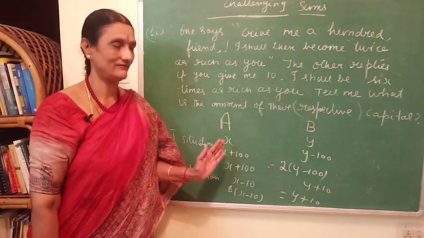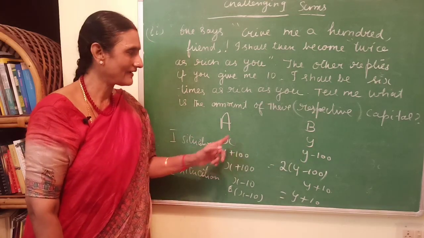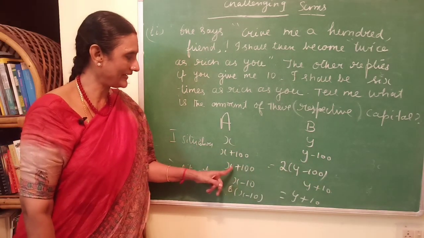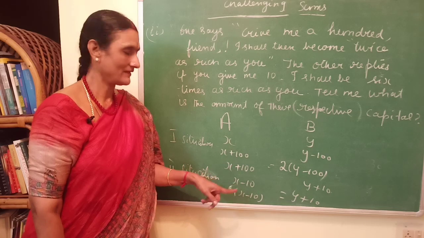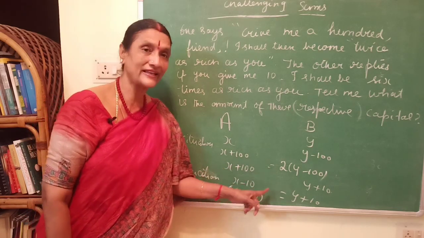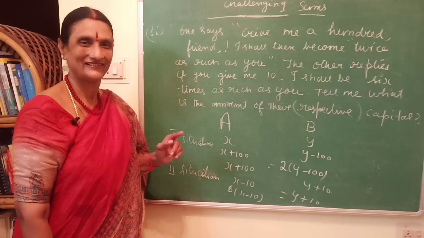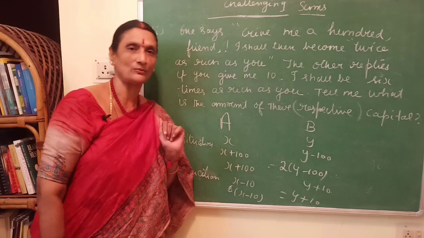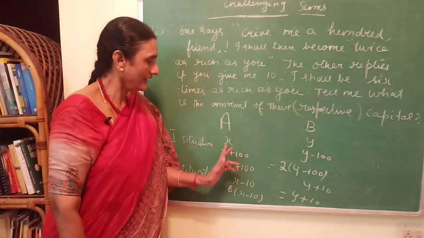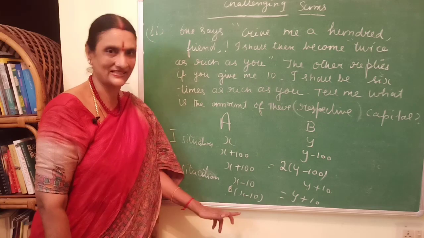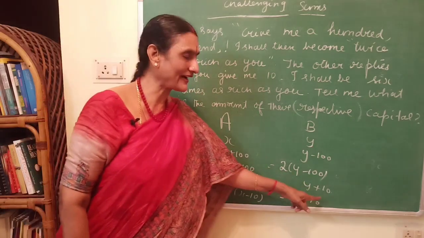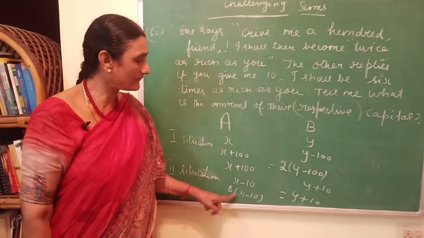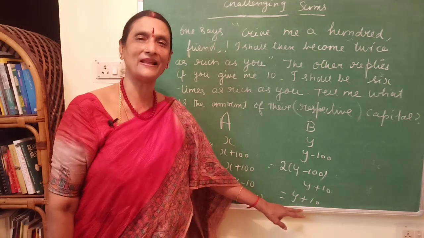You give me 100. So B gives 100 rupees to A. B's money will be y minus 100. So the comparison is A will have more now. So x plus 100 is going to be 2 times of what B has. Got it? And then B replies, you give your 10 rupees to me. If that is the case, A's money will become 10 rupees less. Correct? And that will get added up to B's money, namely y plus 10. The comparison is 6 times of this will be equal to y plus 10.